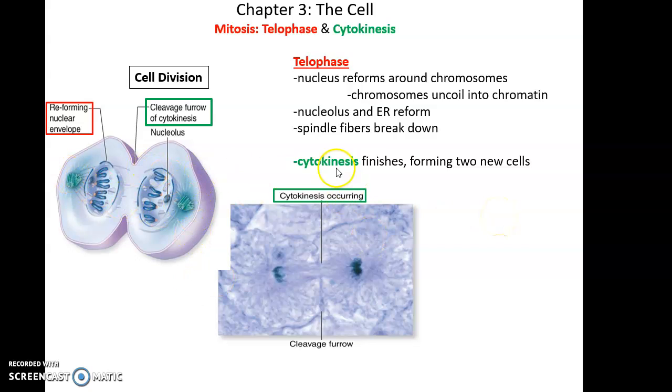And also we get the cytokinesis. So those cleavage furrows will get deeper and deeper until they meet in the middle, separating the one big parent cell into two new distinct sister cells. And so here's an image of telophase happening. You can see the separating via cytokinesis of the cells, the DNA starting to unravel in each of the two new cells.